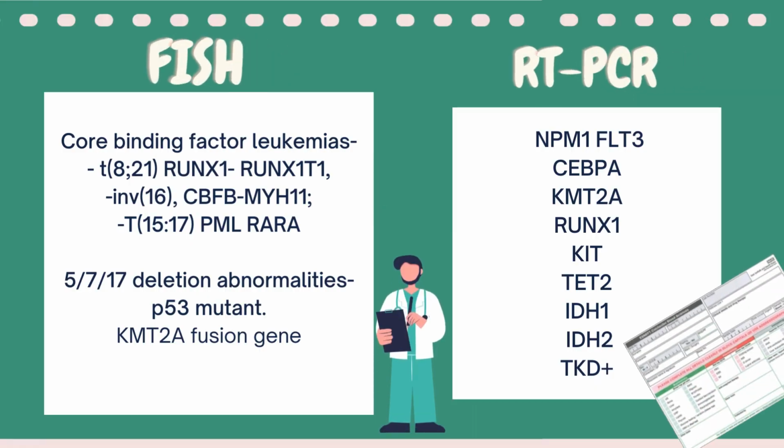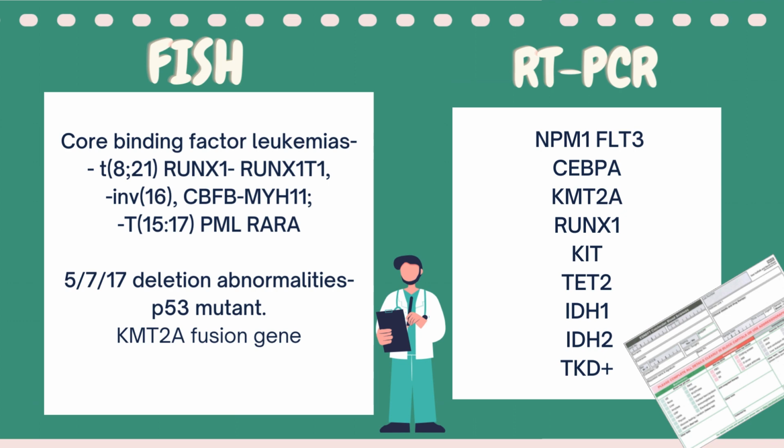So FISH, fluorescent in situ hybridization, looks at chromosomal changes. It involves the application of a fluorescent DNA probe specific to the gene or genetic regions of interest that highlight the abnormalities involved in these regions. It can be turned around in about 24 hours.